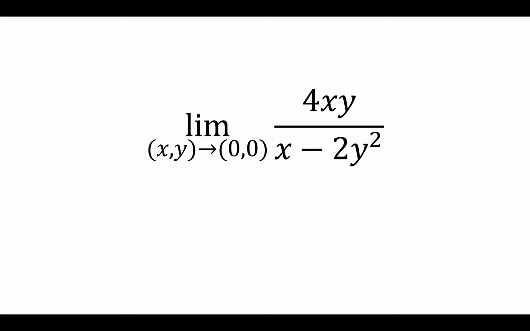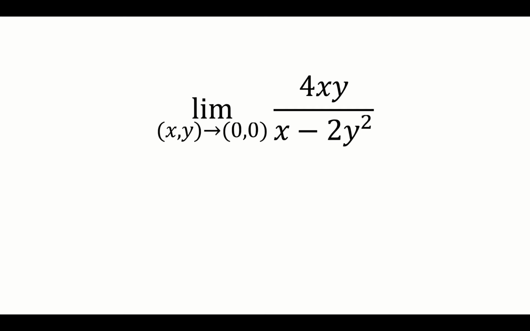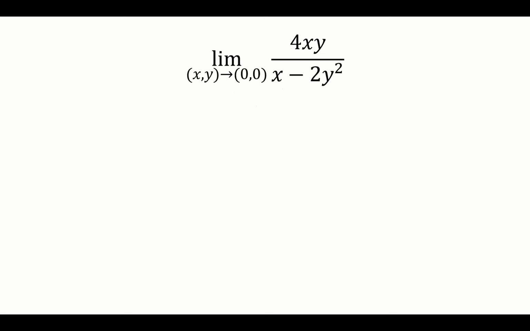In this video, we want to find the limit as x and y approach 0, 0 of 4xy over x minus 2y squared. First thing to do is to plug in x and y equal to 0, and this is not going to work out because you have 0 over 0, and so we need to see if we can simplify this expression.